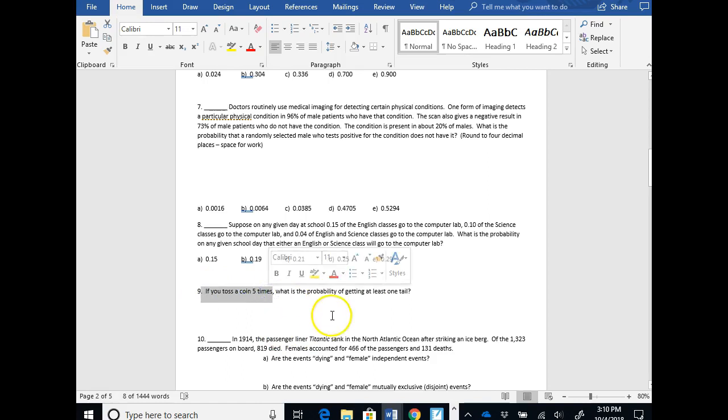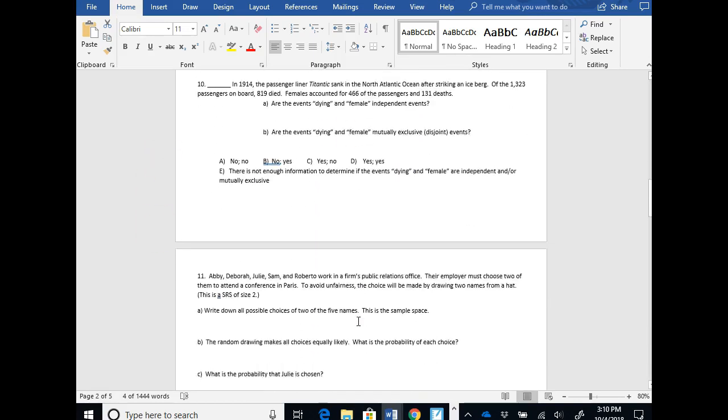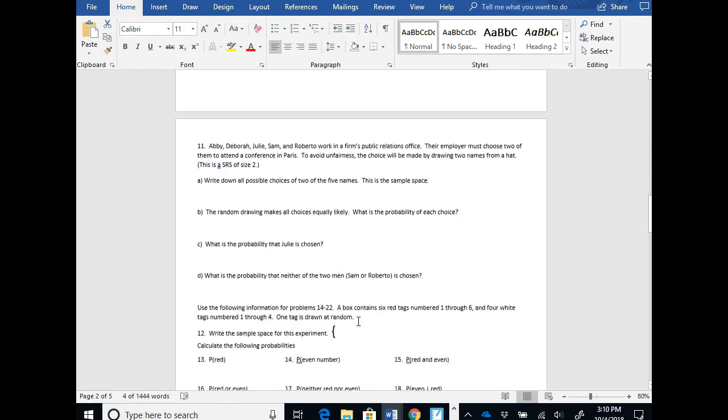On number 9, you toss a coin 5 times. That's a sequence of events. But then you see getting at least one tail. That's 1 minus the probability of no tails. Well, what is the probability of a tail? 50%. So what's the probability of no tails? 50%. See if you can figure it out. If not, look at the key or ask me.